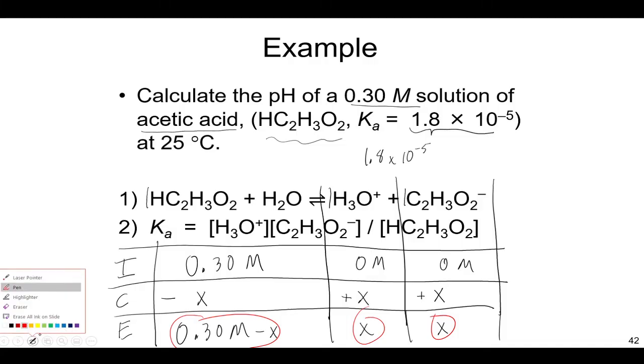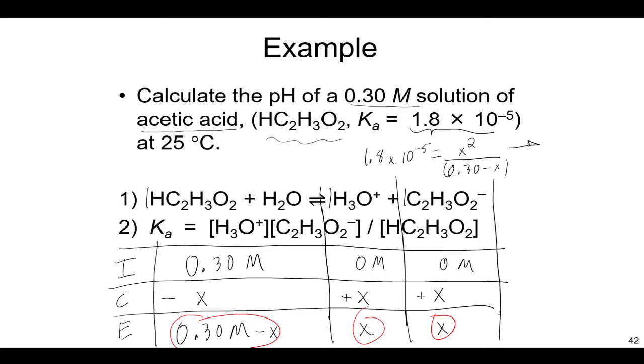So this Ka value is going to equal x for H3O plus, x for the acetate ion, x times x is x squared, over the reactants, 0.30 minus x. And this is an equation here where we can rearrange and use the quadratic formula.